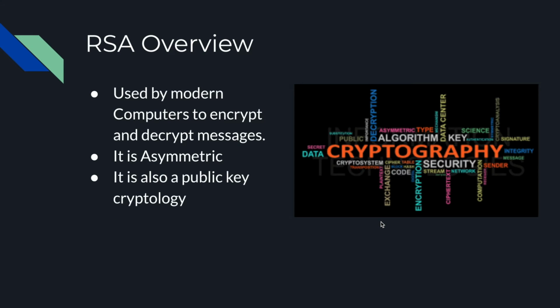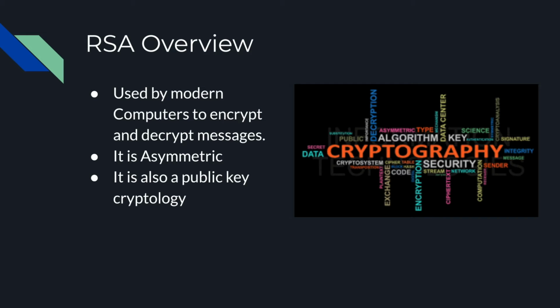So next, an RSA overview. It's used by modern computers to encrypt and decrypt messages. It's asymmetric, which means that there are two different keys. It's also a public key cryptology, which means that one of the keys can be given to anyone because that one is public, while the other key is private. Ultimately, the algorithm is based on the fact that finding the factors of a large composite number is difficult when the factors are prime numbers. The problem is called prime factorization. It's also called a key pair, like I said before, public and private key.